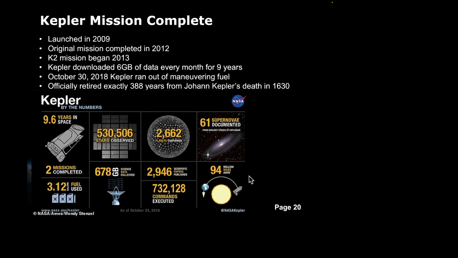The mission was completed originally in 2012, but the Kepler-2 mission began in 2013, and the spacecraft finally ran out of fuel in 2018, and it was officially retired exactly 388 days from Johann Kepler's death in 1630. And you can see some of the statistics for the mission. It was a very successful mission.